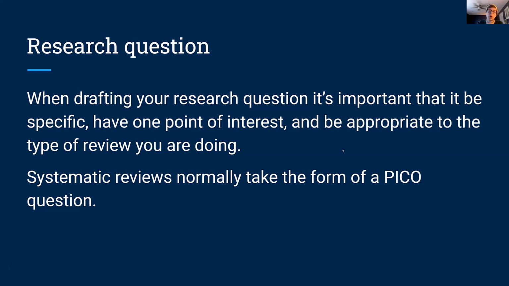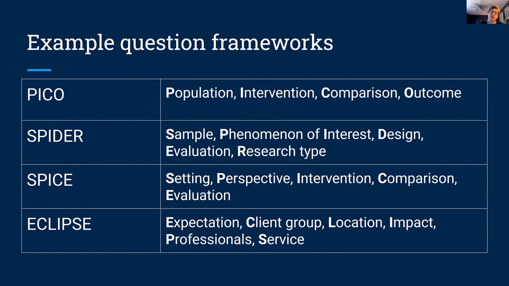Make sure that your question is appropriate to the type of review you're doing. Systematic reviews, as we talked about before, normally take the form of a PICO question. Here are some examples of the frameworks that you can use. A PICO question looks at a population, an intervention, a comparison, and an outcome.